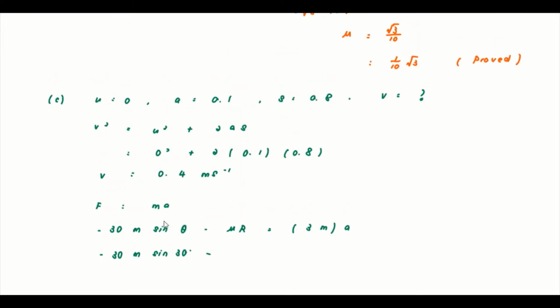Okay, so let's substitute all the things that we have. So negative 30m sin theta, we can get it from the 30 sin 30, minus the μ that we get from the question just now. So the normal reaction force that we got just now is 15 square root 3m. Then equal to 3ma.